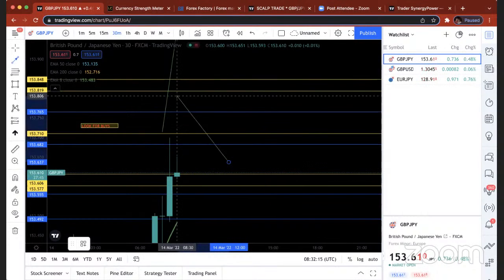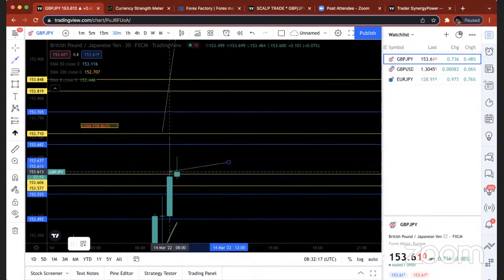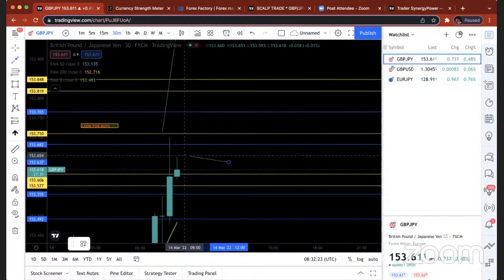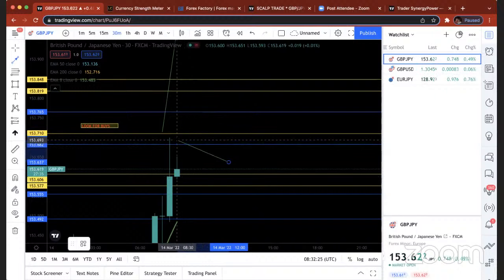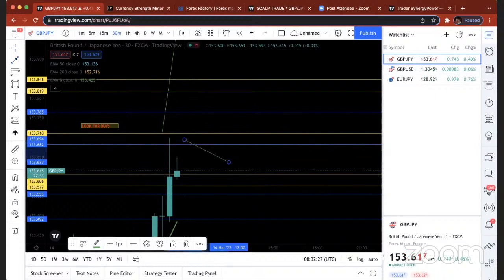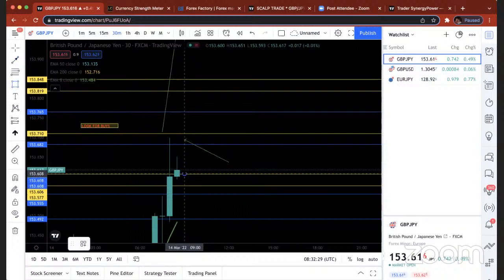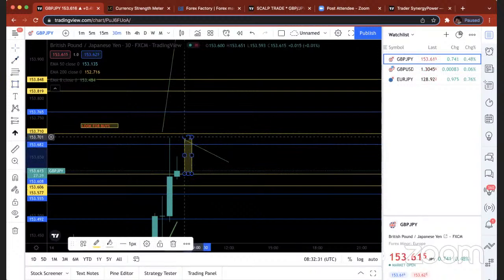This isn't a clean close. It needs to close up here. It closed way down here. It just wicked, almost tapped the 1-hour to the T, but it did reject the 4-hour. So let's just see if this candle goes for the wick fill, which means we need to see the candle go like this.